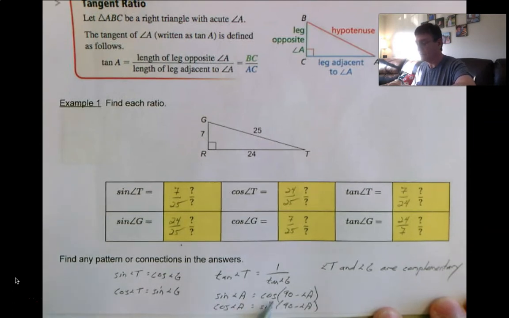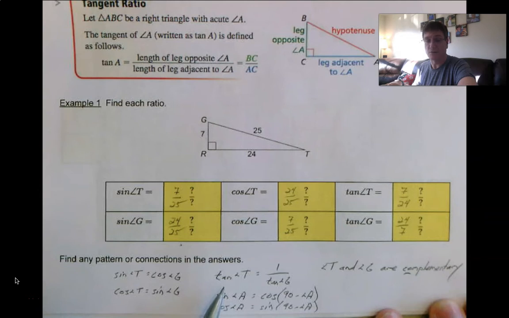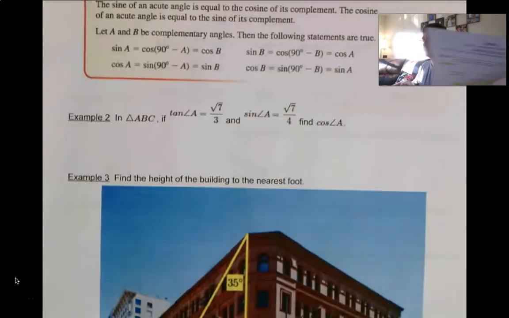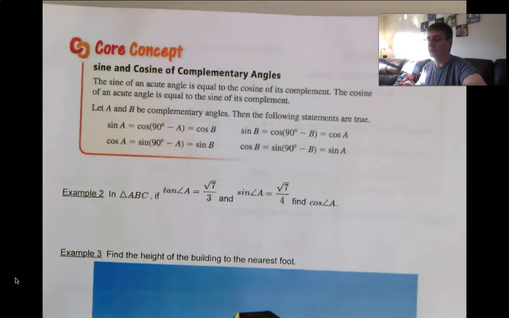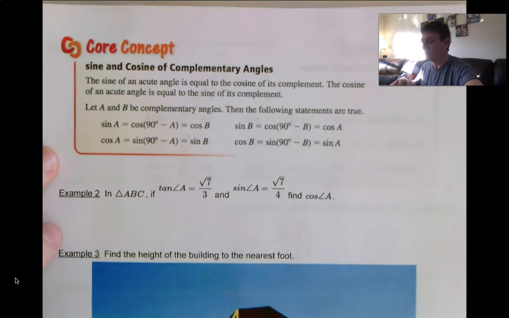Sine is equal to the cosine of its complement. What are the first two letters in complementary angles? CO, co. Sine, cosine. Cosine, sine. Yes, there is a cofunction to tangent. It's called cotangent. And then you'll find when you take trig and pre-calculus, there's also a secant and a cosecant. And that's what this says here, sine and cosine of complementary angles.